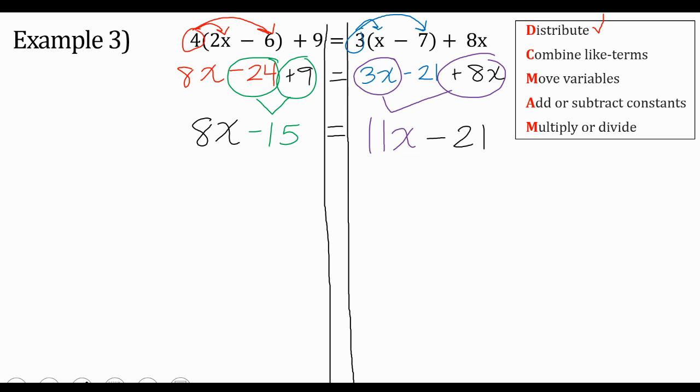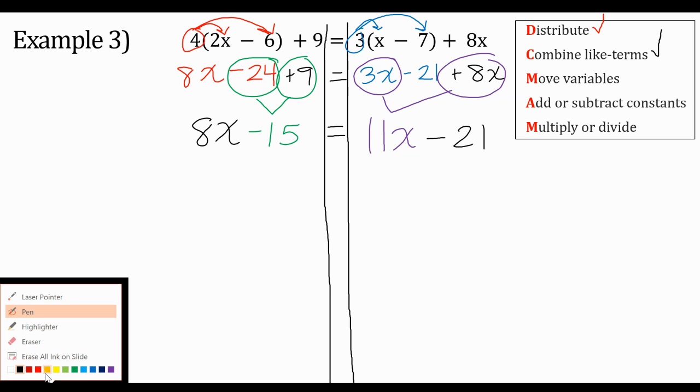Okay, so it's okay if you do them at the same time, as long as they're on separate sides of the equal sign, because you can see whatever we did on this side didn't affect this side, and vice versa. Okay, so we did this step. Now we're going to move our variables. So let's move the one with the smaller coefficient.